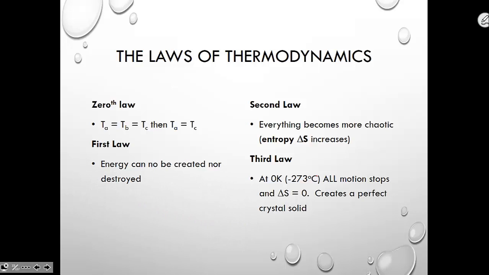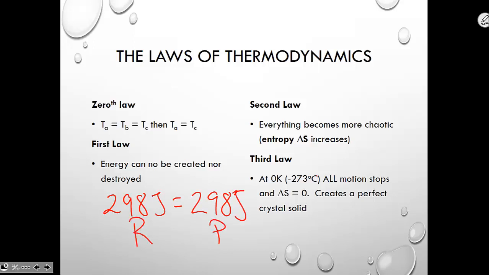Now, energy can neither be created nor destroyed. So if we start a reaction with 298 joules, we have to end with 298 joules. If our reactants have a certain amount of energy, our products will have that amount of energy.